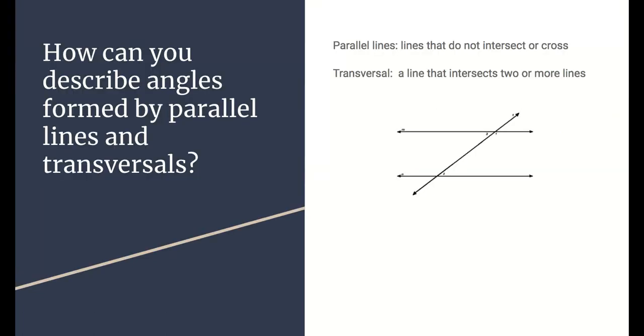Okay, so the first question is, how can you describe angles formed by parallel lines and transversals? You're going to learn at least 8 different ways to describe those angles. But first, let's talk about what is a parallel line and what is a transversal.